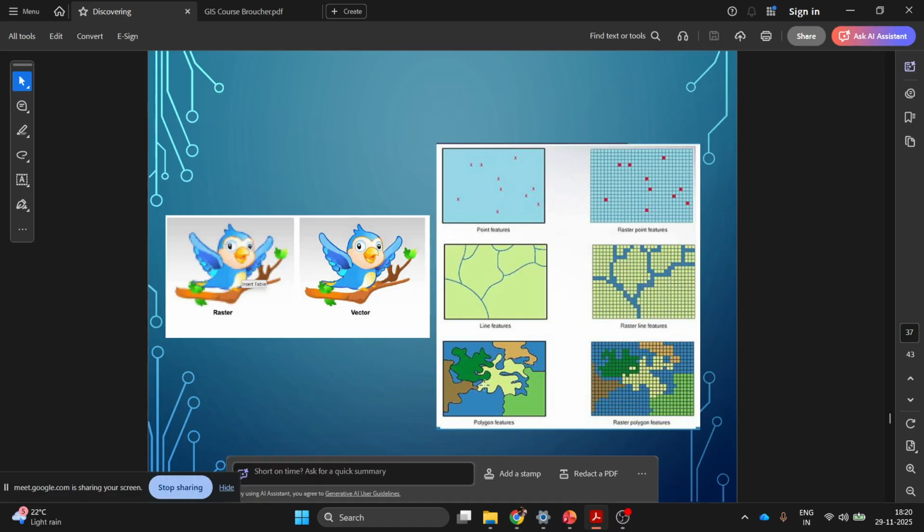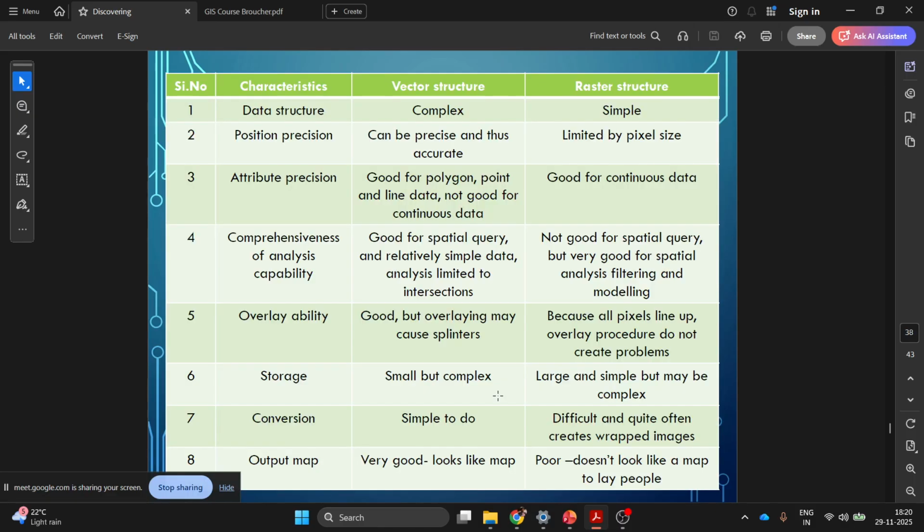And also here you can see a polygon. The polygon is shown here in vector format, but when it has been converted into a raster format, the boundaries are again not distinct. So that is one other advantage and disadvantage of a raster and a vector file.